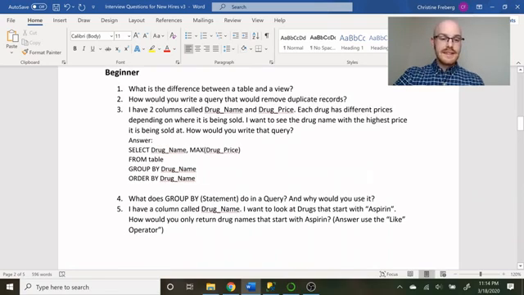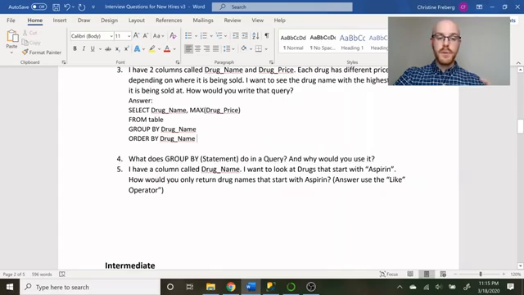So we're going to do select drug name, comma, max, which is an aggregate function, which is going to give us the highest or the largest number of drug price. And then we're going to do from table and then group by drug name. And we have to do the group by because we're using an aggregate function in the select statement. And then we're just going to order it by the drug name. And that will give us the output that we are looking for.